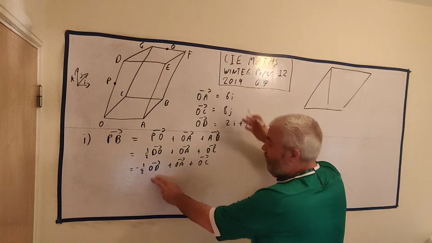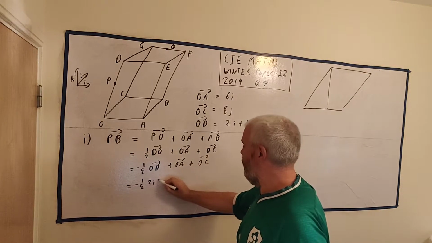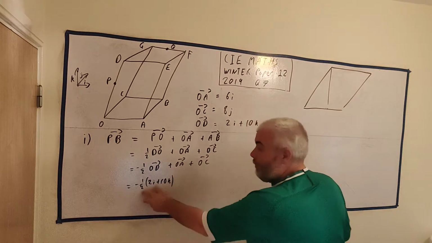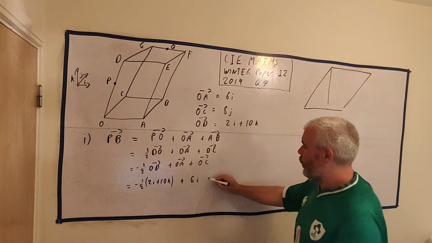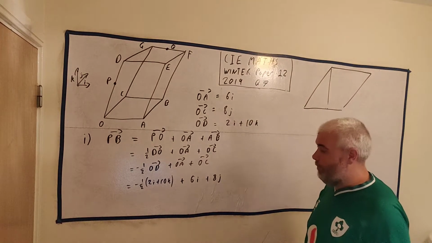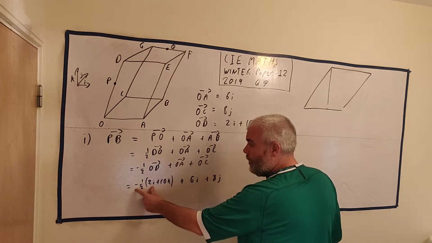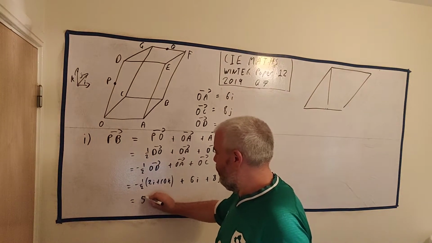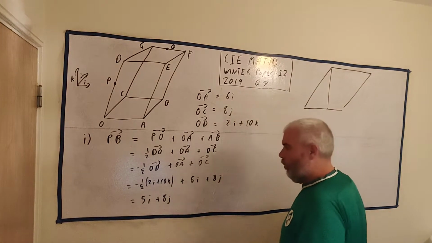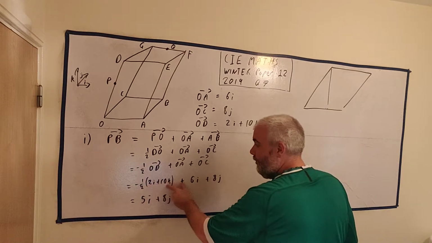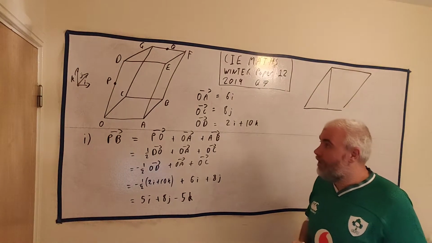Right, I can start just filling in some numbers now. Is equal to minus a half 2y plus 10k. Just need to multiply that by minus a half really. Plus 6i and plus 8j. I'm just taking these numbers from here. Okay, let's add up all the i's. Half of 2, that's 1, minus 1i and 6i is equal to 5i. All the j's, there's only 8j here. And all the k's, there's minus 5k. So that's the vector to get from P to B.